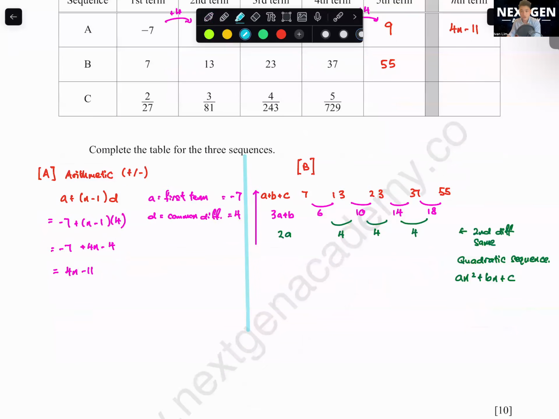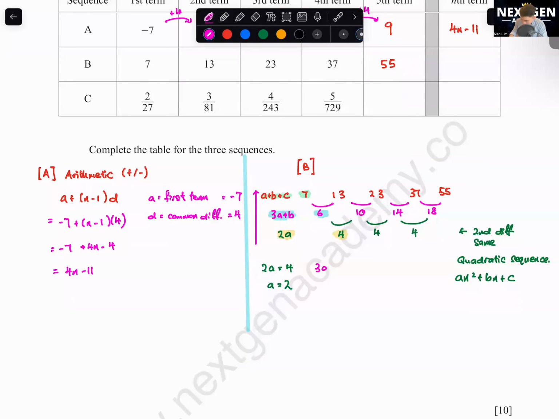Understand? Okay, so you need to find what is your A, B, and C. After we have defined that this is a quadratic sequence, we use this method here. Okay, so how do we equate it? You take this equals to this. This equals to this. Just equals to the first value. Then A plus B plus C equals to 7. So right here, 2A is equals to 4. A is equals to 2.